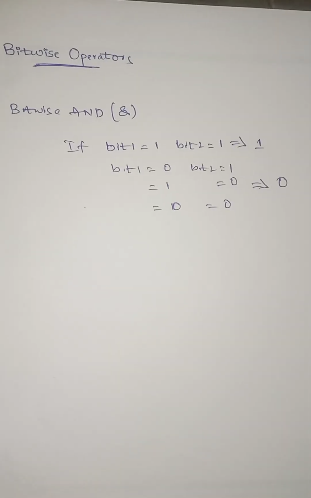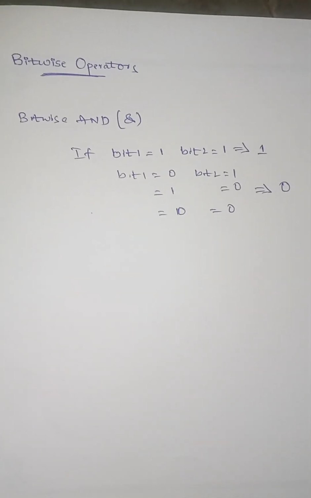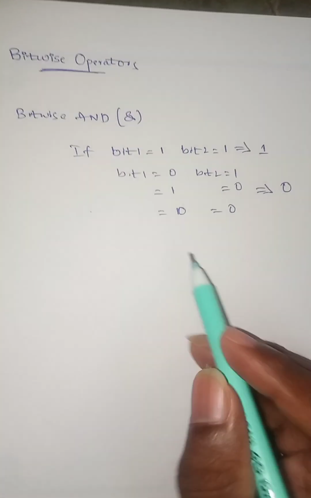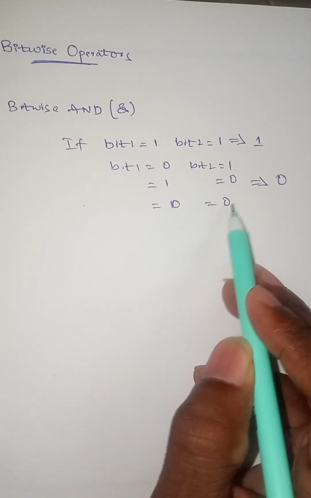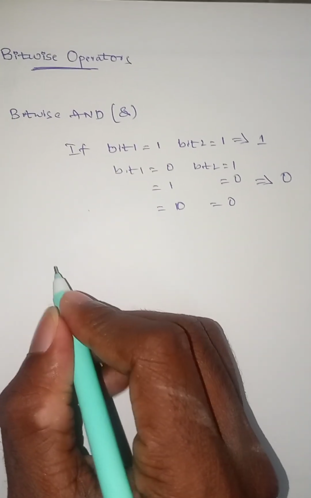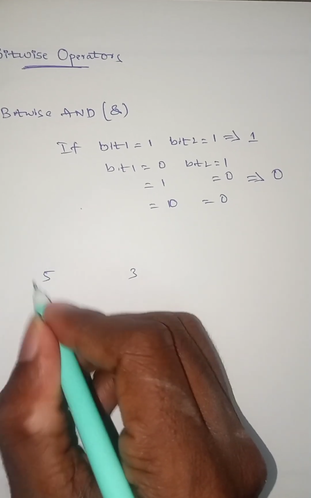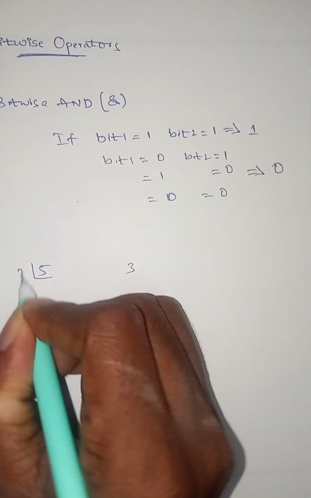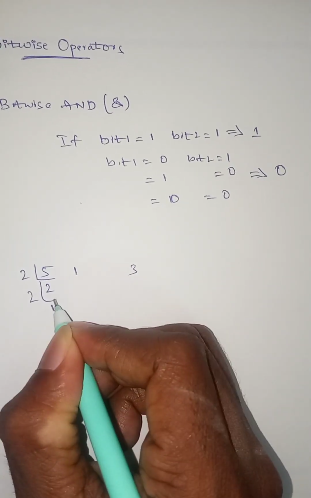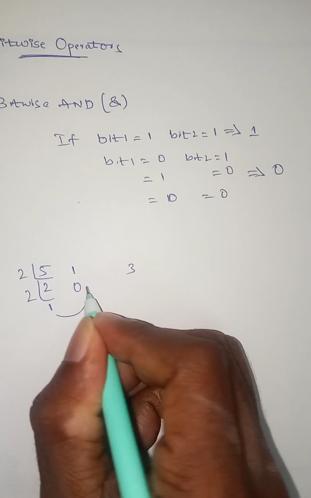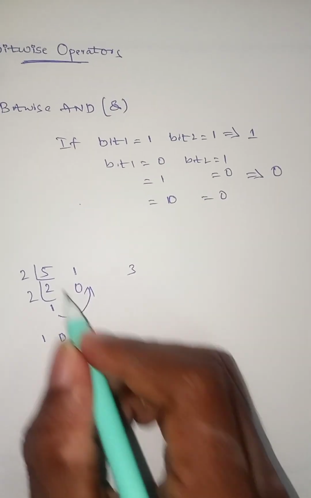In logical AND operators, we have seen if both the boolean values are true, then the output will be true. Similarly, here if both the bits are 1, then the output will be 1, and in all the remaining cases, the output is 0. Suppose we take two integer values, 5 and 3. If we want to convert 5 into bits, we divide by 2: 2 twos are 4, remainder is 1, and 2 ones are 2, remainder is 0. So if we write it this way, 1 0 1, this is the bit representation of the value 5.